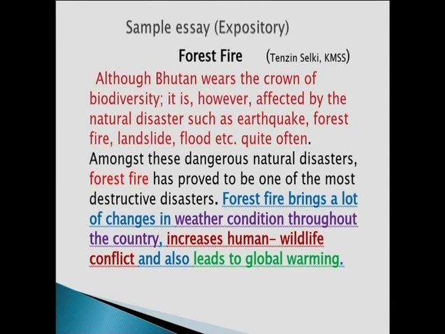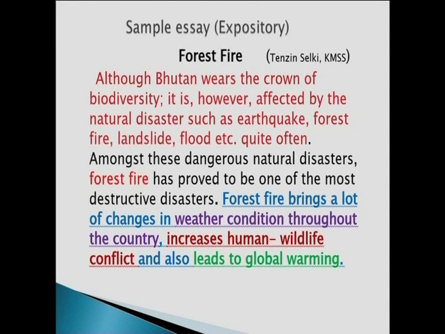Okay, so let's start. The first sentence says, although Bhutan wears the crown of biodiversity, it is, however, affected by the natural disasters such as earthquake, forest fire, landslide, flood, etc. quite often. So this is our first sentence. Okay, let's go on to the second one.